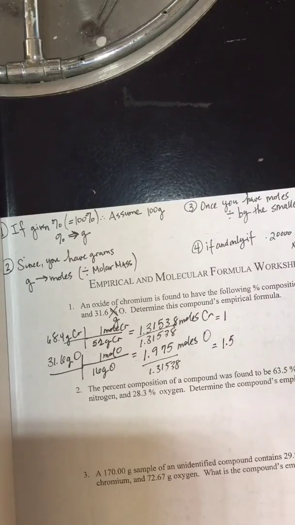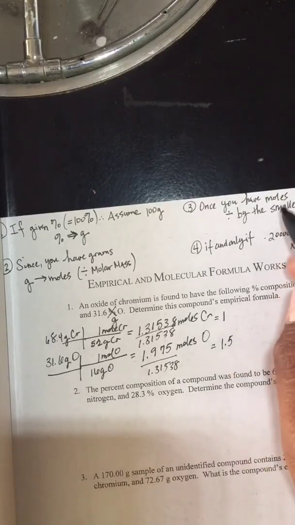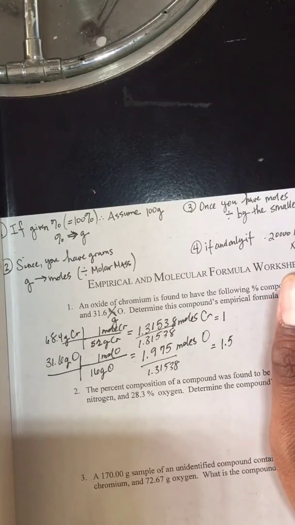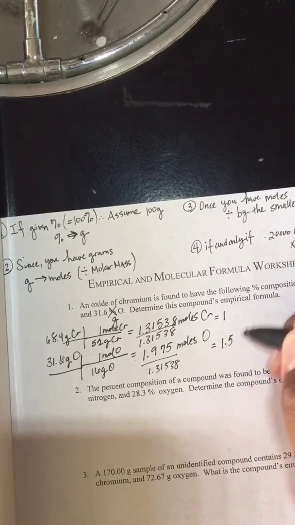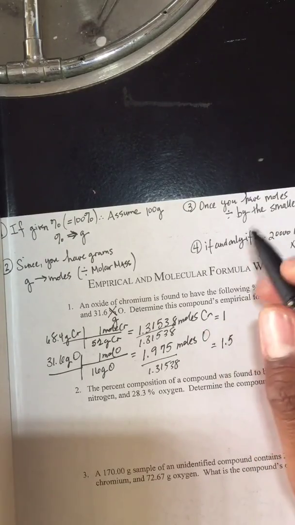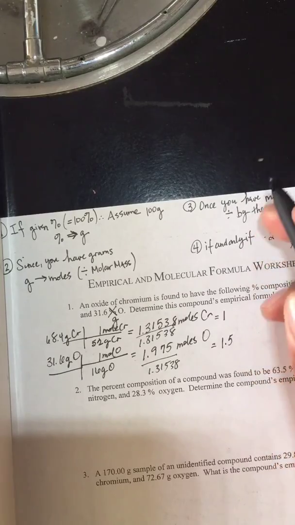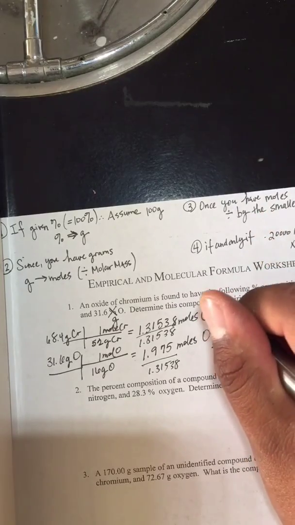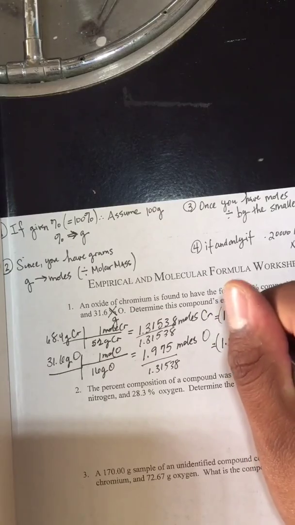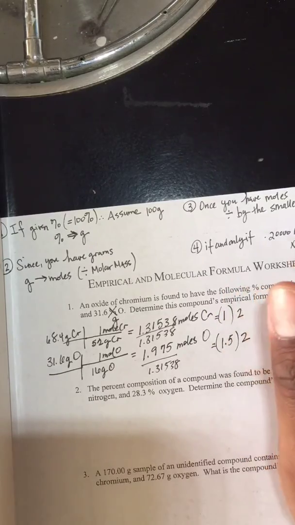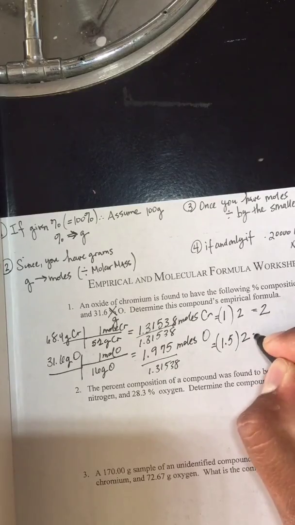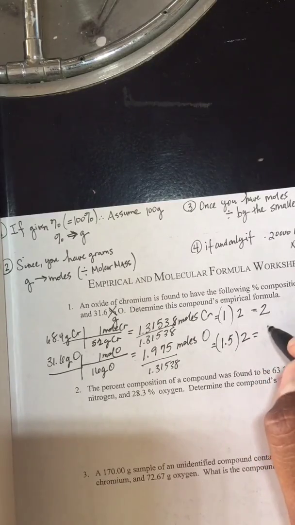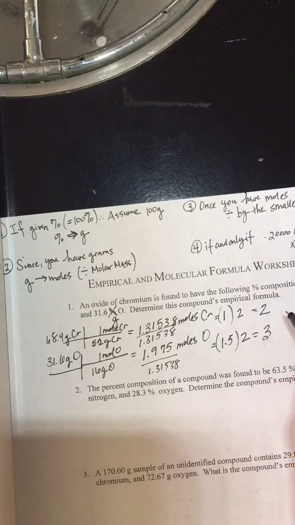Now 1.5 is not a very good number that we want, okay? Because it's very far away from the actual whole number. So what we're going to do is find a number to multiply these two by, so that 1.5 is no longer 1.5, it's close to a whole number. So if we multiply both of these by 2, we end up with 2, and 1.5 times 2, which is what? 3.